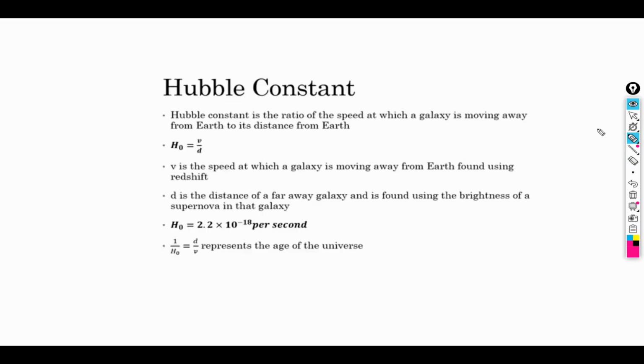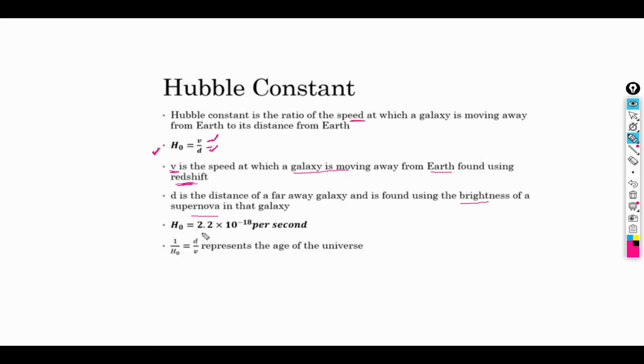So this is about the Hubble's constant. The Hubble constant is the ratio of the speed at which a galaxy is moving away from Earth to its distance from Earth. Here V is the speed at which the galaxy is moving away from the Earth. And how is it found? It is found using the redshift. More discussion about this redshift will come in a later part of this video. And D is the distance of faraway galaxies and is found using the brightness of supernova in that galaxy. So this is the velocity with which the galaxy is moving, and this is the distance.